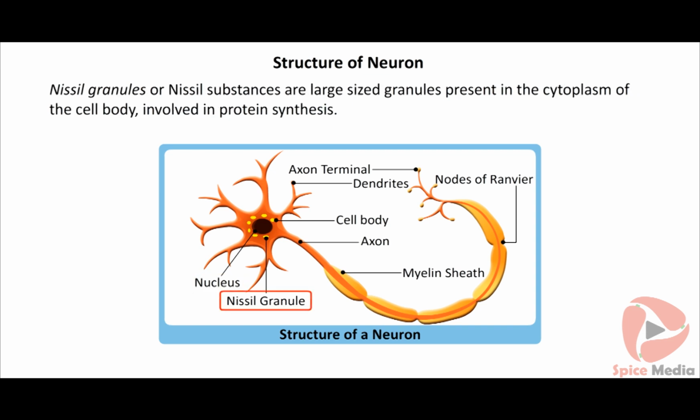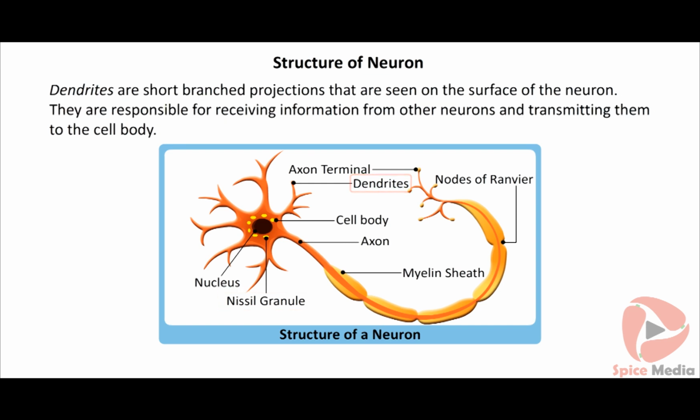Nissl granules or Nissl substances are large-sized granules present in the cytoplasm of the cell body. These are mainly involved in protein synthesis. Dendrites are short branched projections that are seen on the surface of the neuron. The number of dendrites present on a neuron may vary from a few to several thousands. They are responsible for receiving information from other neurons and transmitting it to the cell body.